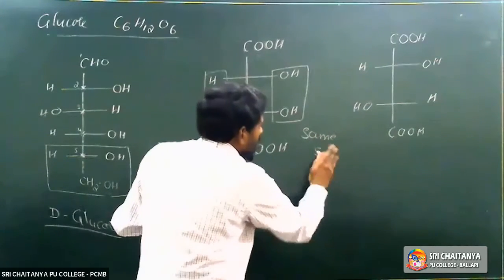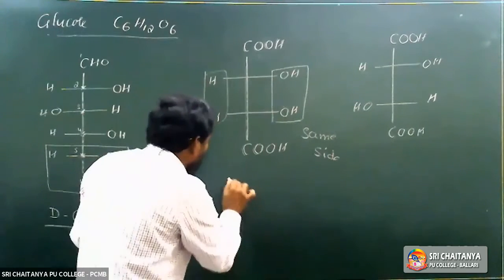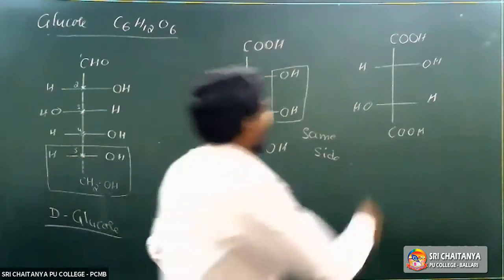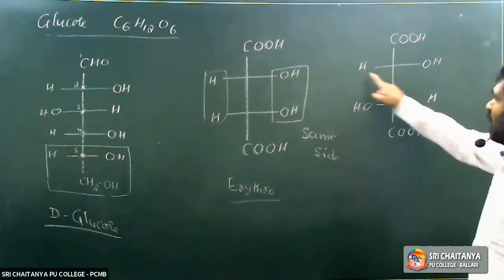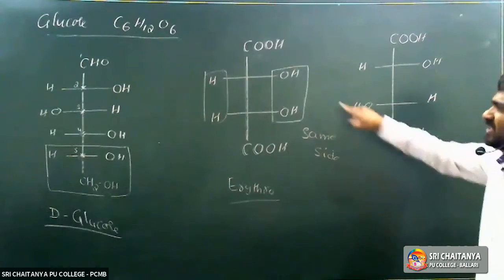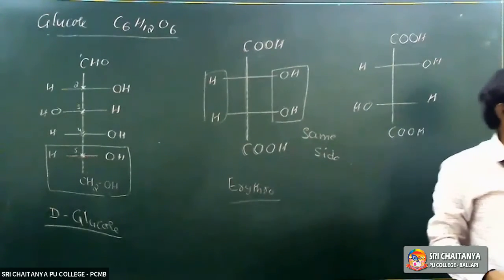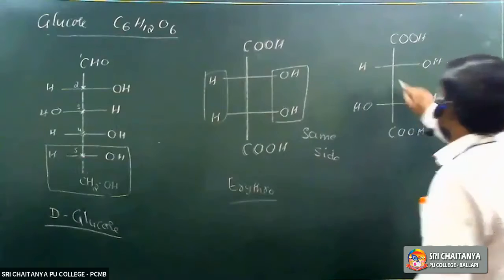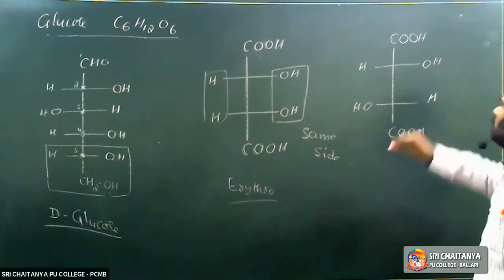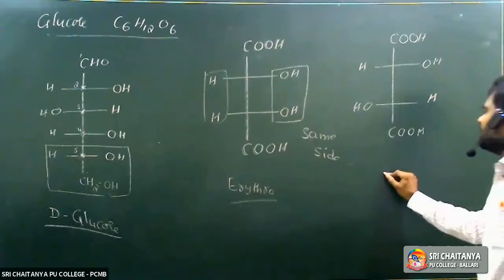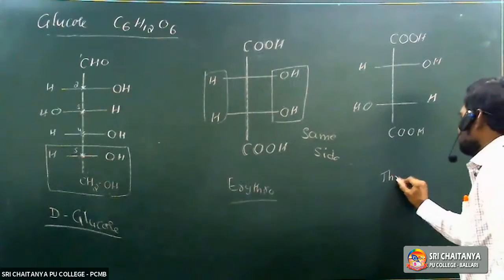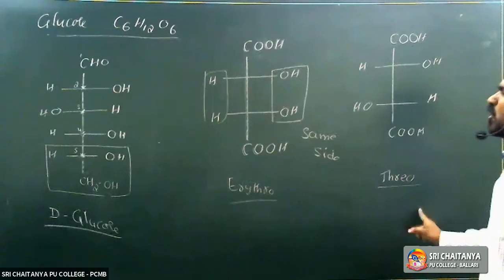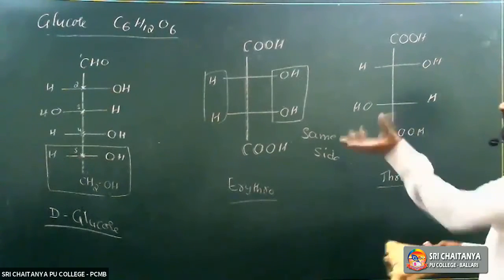Same side. So it is called erythro compound. Next one. If similar atoms, not only hydrogen, OH, similar atoms or groups are present on the same side, it is called erythro form or erythro compound. If similar atoms or groups are present on the opposite side, it is called threo compound. So it is erythro compound, threo compound. Erythro means same, threo means opposite.